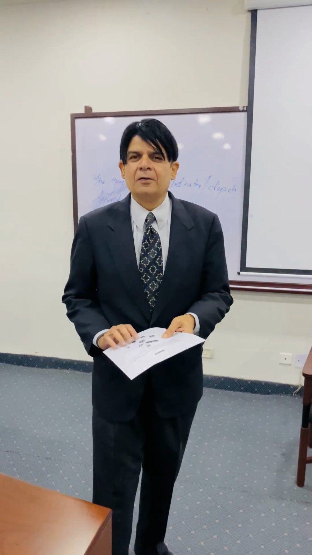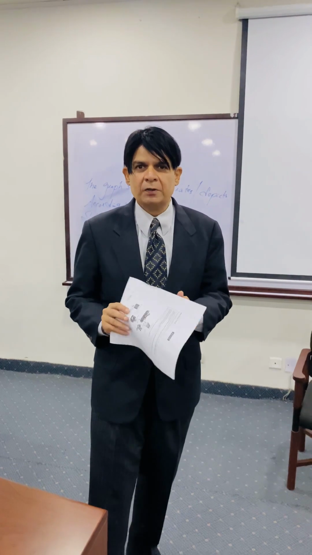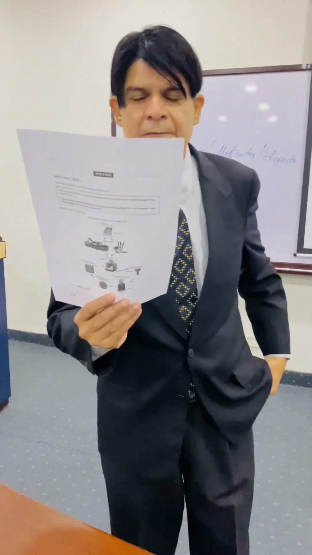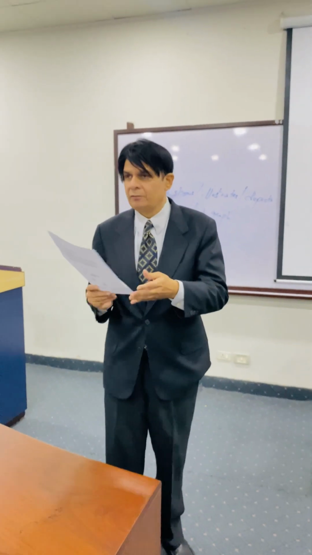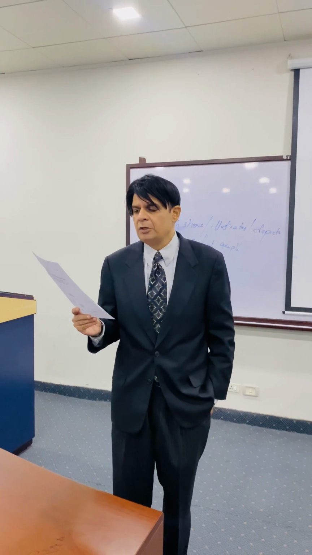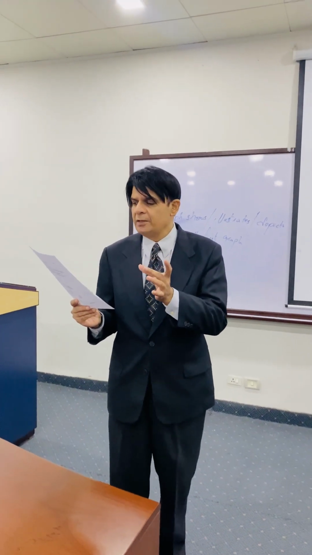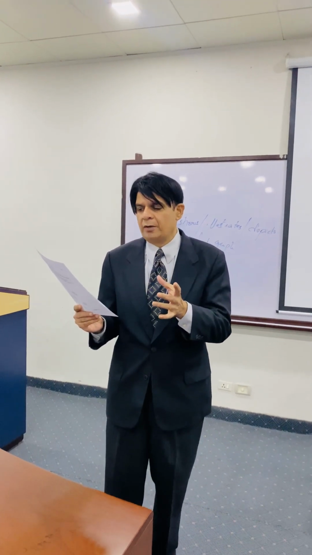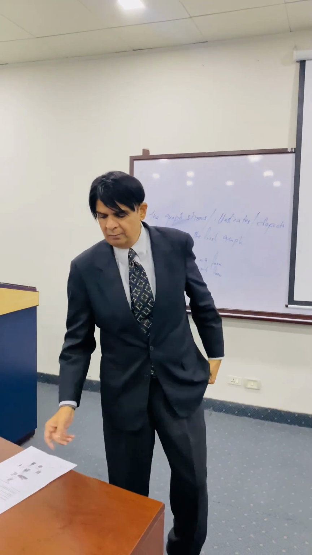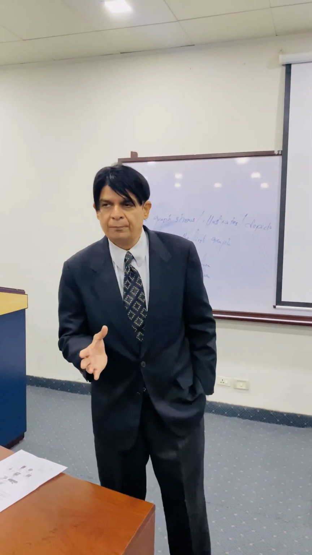Right. Okay, ladies and gentlemen, sometimes we come across this kind of task. This is writing task 1 in IELTS, in which there is a diagram, and for example, this topic is: the diagram shows the manufacturing process for making sugar from sugarcane. Summarize the information by selecting and reporting the main features and make comparisons where relevant. Now, this kind of task can be dealt with.